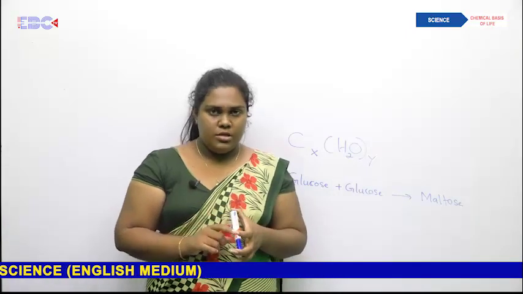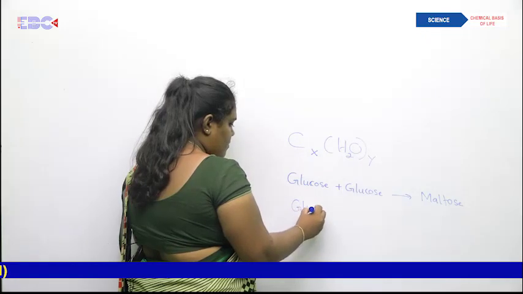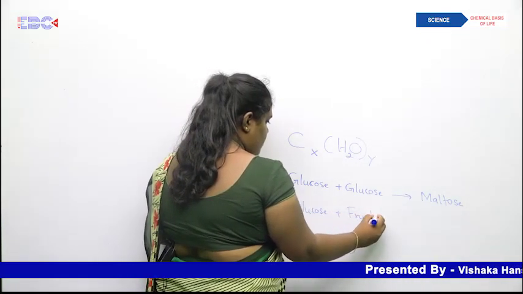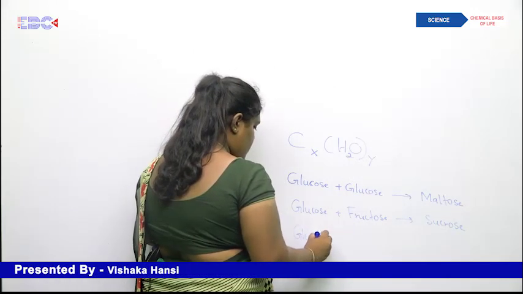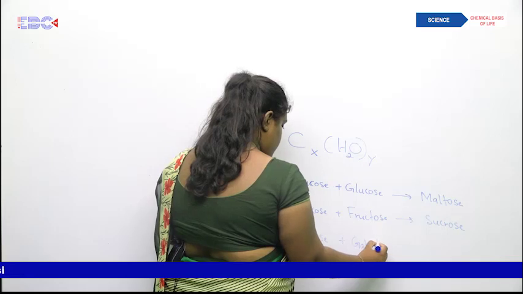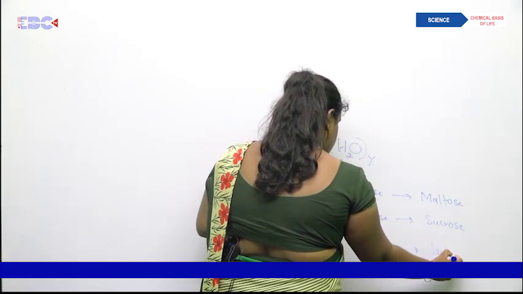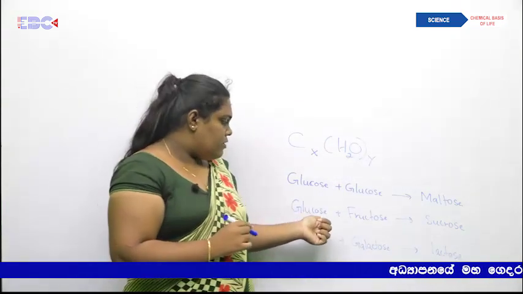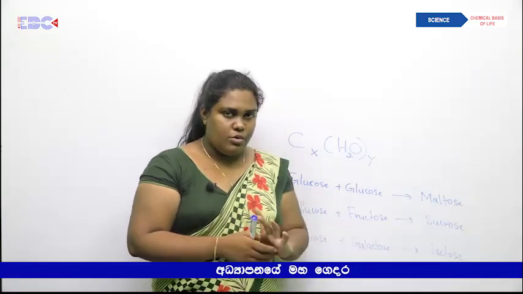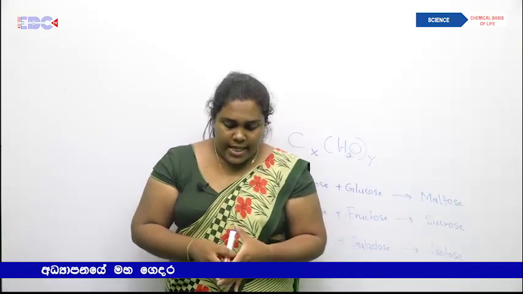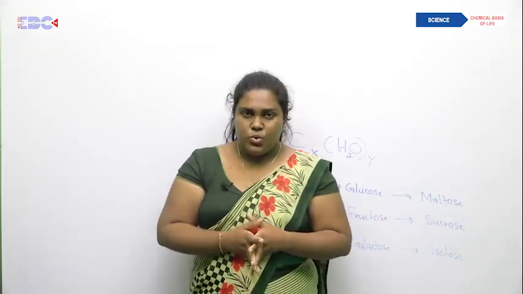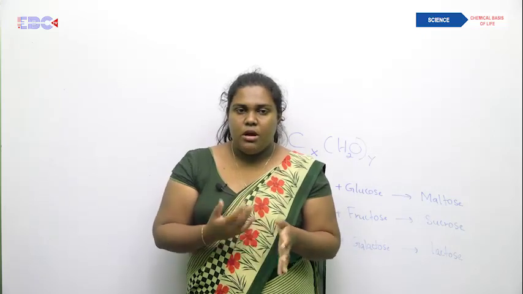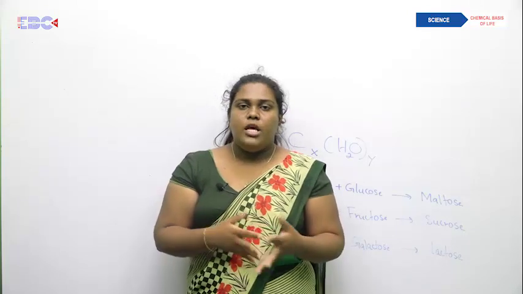The second example is sucrose. Union of glucose and fructose forms sucrose, and union of glucose plus galactose forms lactose, right? Sucrose has a sweeter taste than lactose, and the lactose percentage in cow milk is about 4% to 6%, and in human milk it's about 6% to 7%.